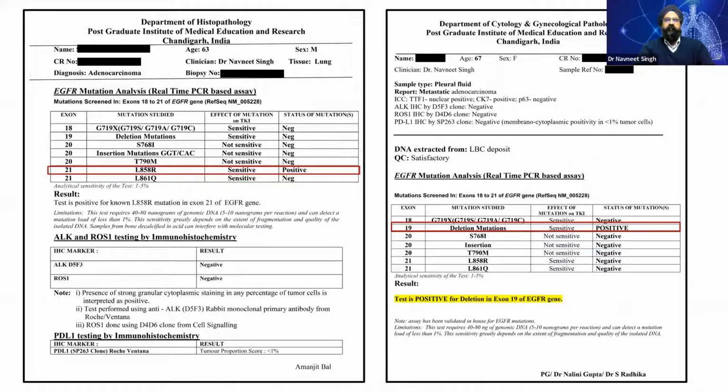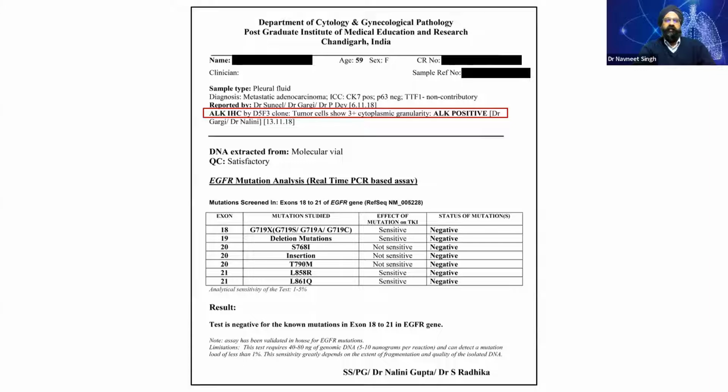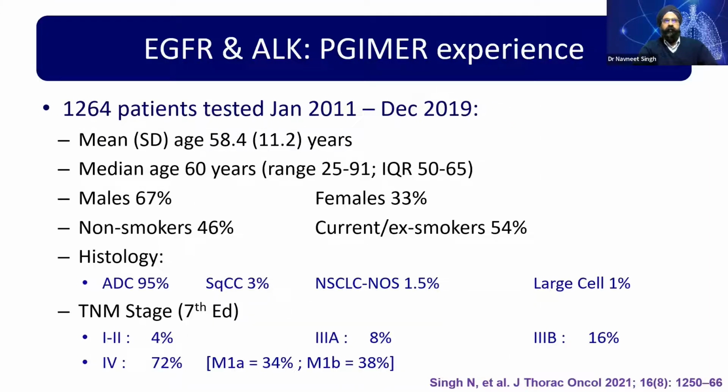And as you can see, these are examples of reports at our center. On the left is an L858R detected on a biopsy specimen, but on the right-hand side, you have another cytology specimen in which an exon 19 deletion has been detected. And similarly, again, a cytology sample in which ALK has been detected by IHC testing.